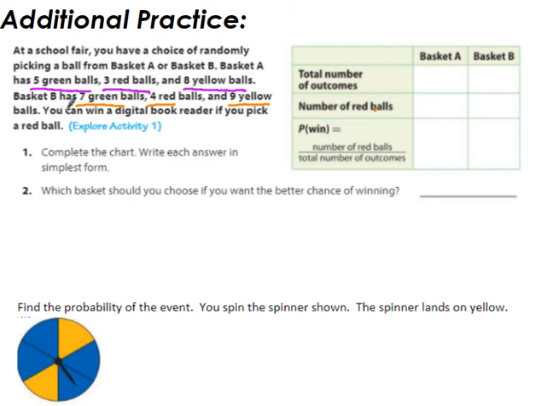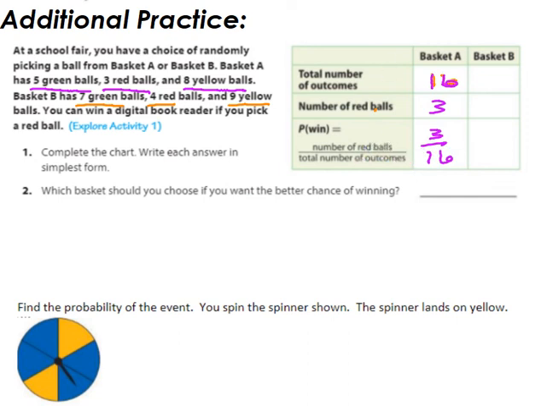So first, we got to figure out for basket A, what are the total possible outcomes? So for basket A, we'll go back to purple here. Basket A, there's 5, 3, and 8. So 5 plus 3 is 8, plus 8. There are 16 possible outcomes for basket A. 16. And the amount of red balls there are 3. So my probability is 3 out of 16 to select the red ball.